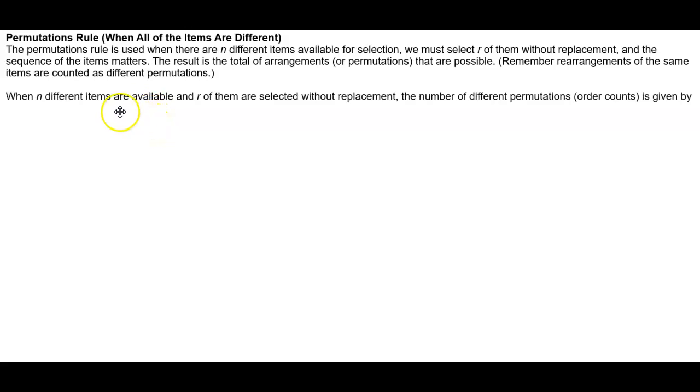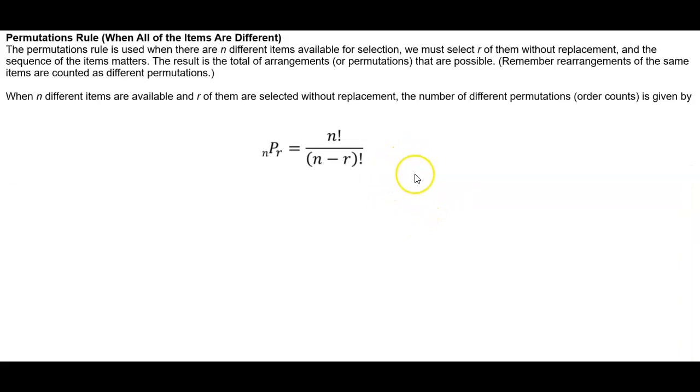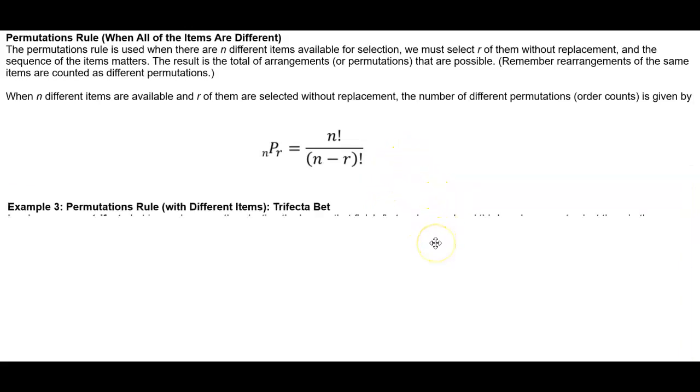Now, when n different items are available and r of them are selected without replacement, the number of different permutations, or which orders counts, is given by the following. We would say, again, n different items are available where r is selected without replacement is equal to n factorial divided by n minus r factorial. So let's take a look at an example.